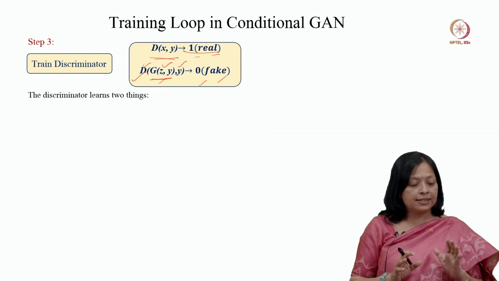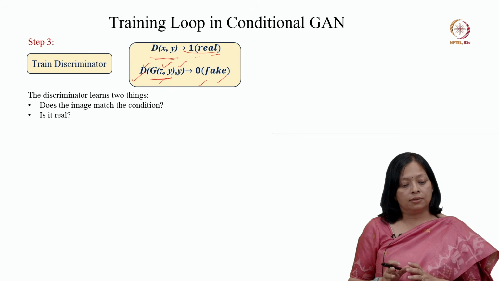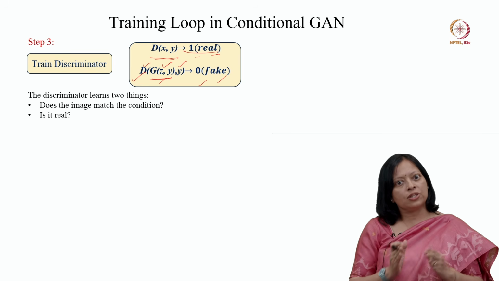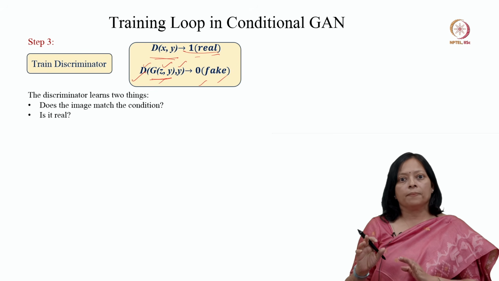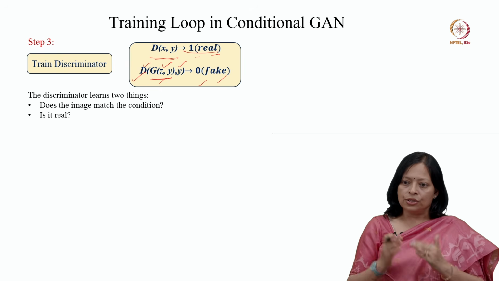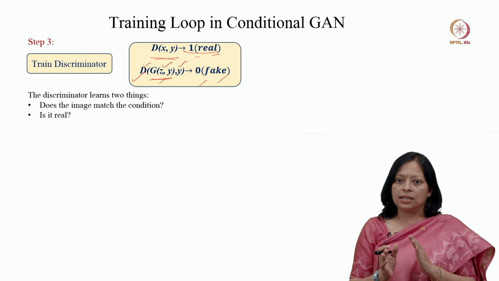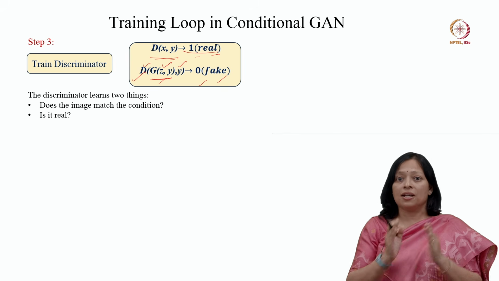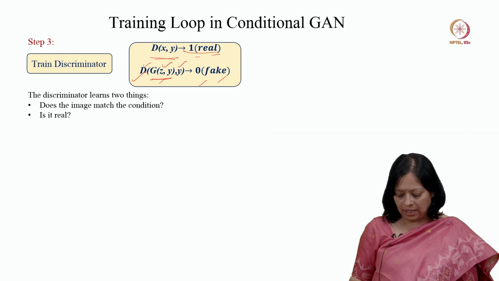So the discriminator learns two things. What are the things that the discriminator learns? First, does the image match the condition? If the condition is 7, does the image that has come out of the generator resemble the digit 7? And second, is it real? It will see the fake or generated image and try to see whether it is similar or not, whether it looks exactly the same as the original image. These are the two things that the discriminator learns in the process of training.